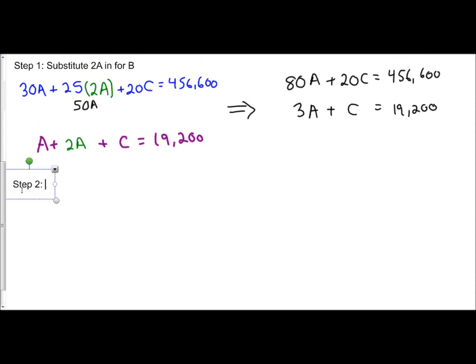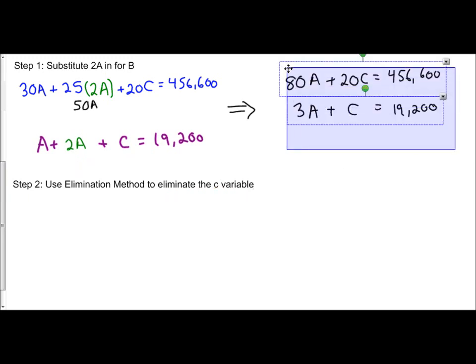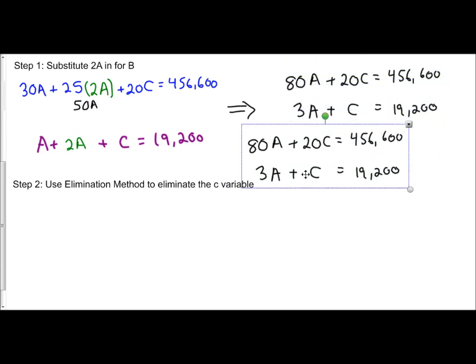So we'll call it step 2, use the elimination method. If we see we have 80 and 3, not multiples of each other, you have 20 and 1. Well, I can multiply this bottom equation by negative 20 to cancel out the c. So use elimination method to eliminate the c variable. And so I have my system, so I'll just bring it down here.